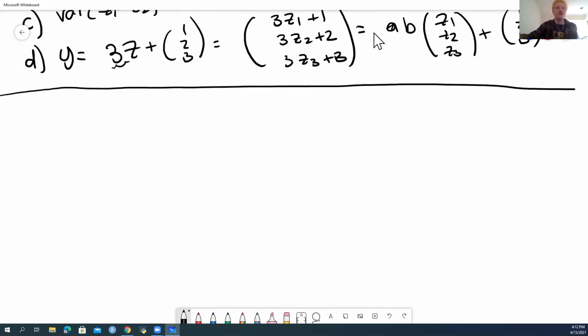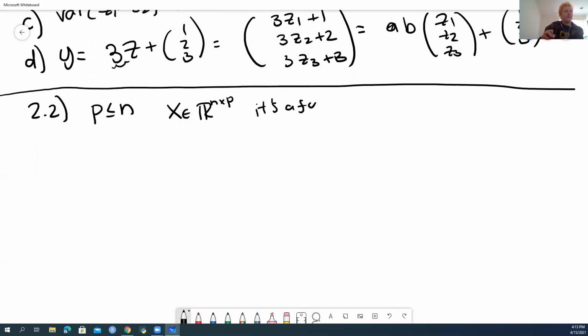Okay, let's do question 2. I just want to go over some things that you should see. It's all linear algebra review, but a couple of things are a little tricky, so I'll try to give you some hints. In problem 2.2, we have that p is less than or equal to n, and we're letting X be in R^(n by p), and we're saying it's a full rank matrix. This will not complicate things.